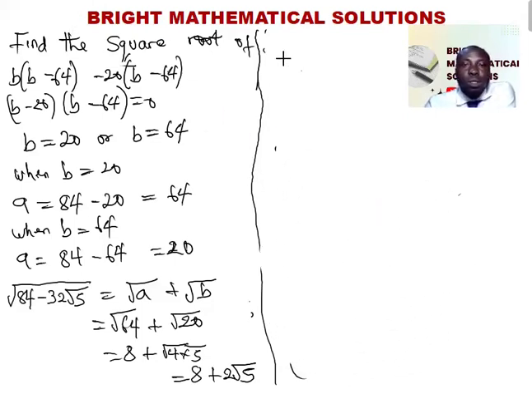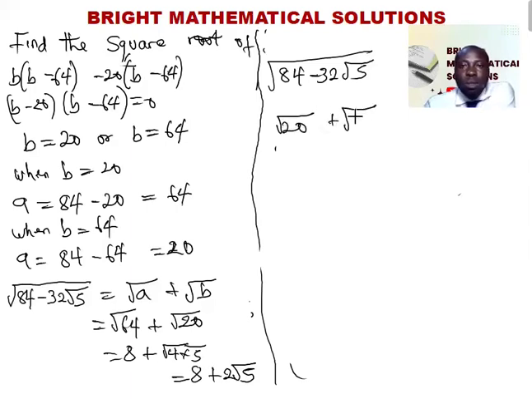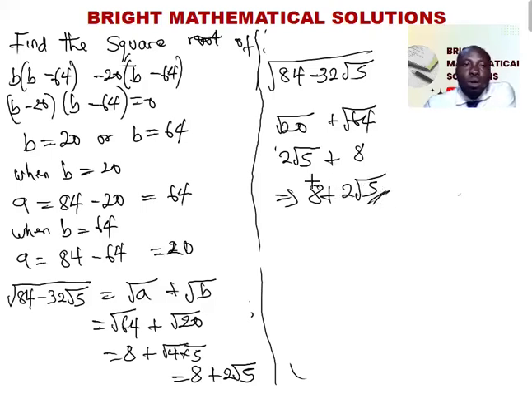On the other side, the root of 84 plus 32 root 5, when A is 20 and B is 64, gives us 2 root 5 plus 8. So it is still the same thing, that is 8 plus 2 root 5. So this is the square root of the expression 84 plus 32 root 5.